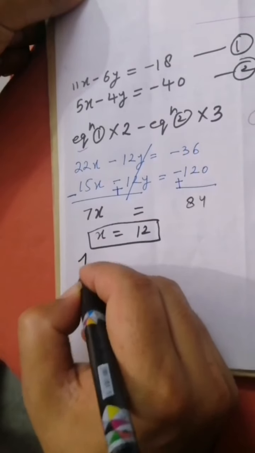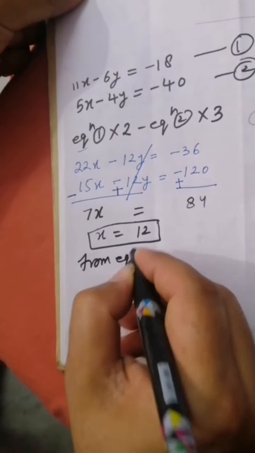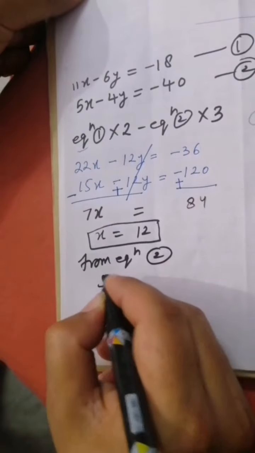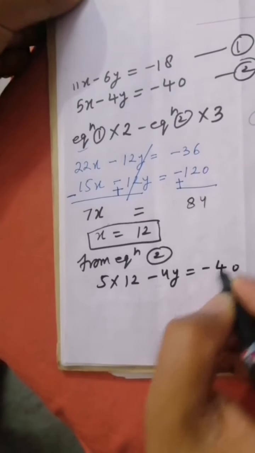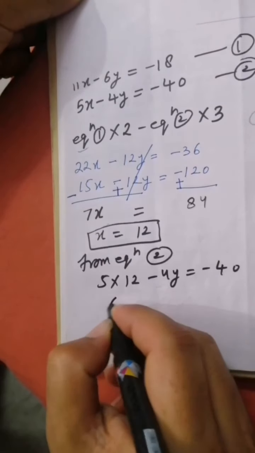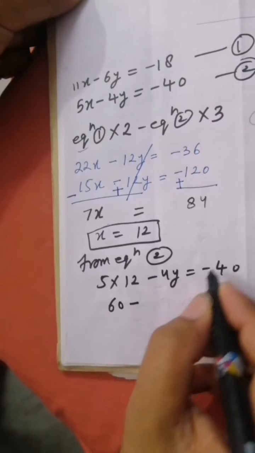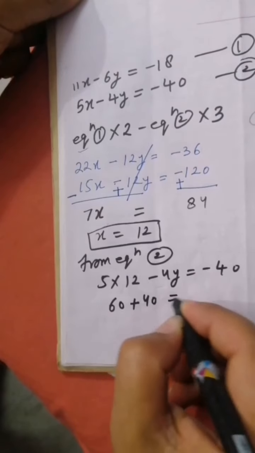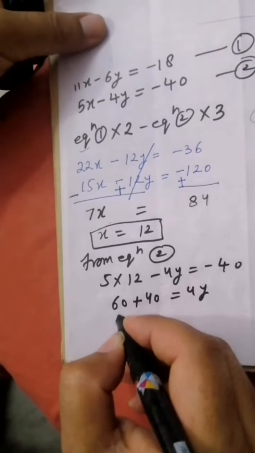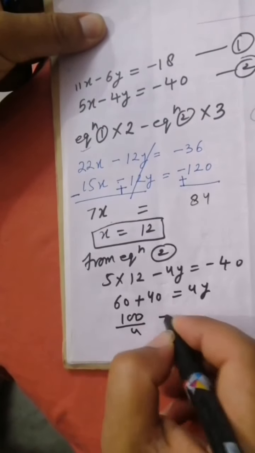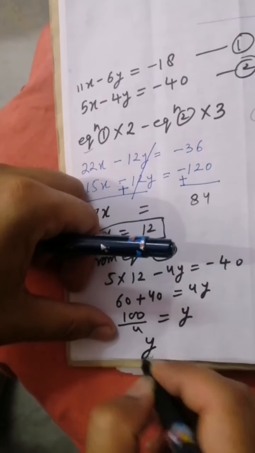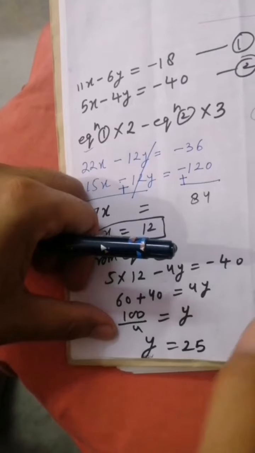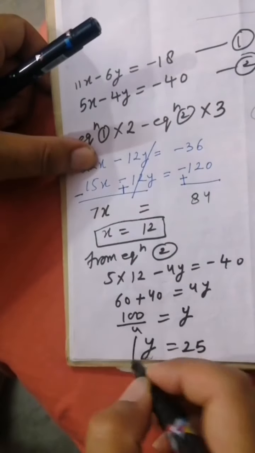Now from equation 2, it will be 5 multiplied by 12 minus 4y equals minus 40. 5 times 12 is 60, minus minus, plus 40 equals 4y. 60 plus 40 is 100, upon 4 equals y, and y equals 100 upon 4, which is 25. So here you can see the answer: x equals 12 and y equals 25.